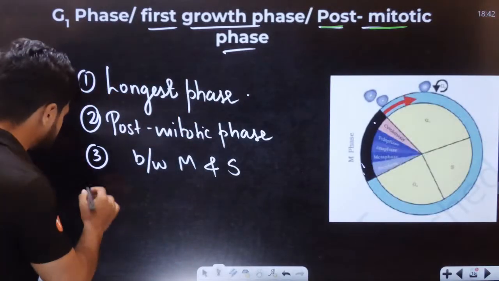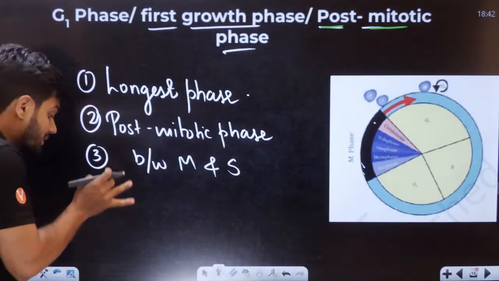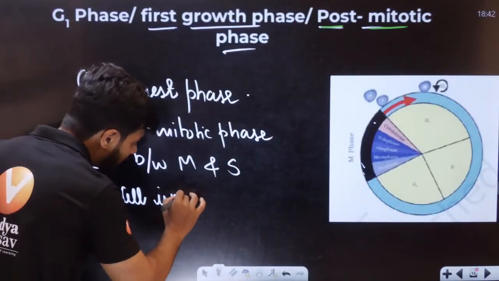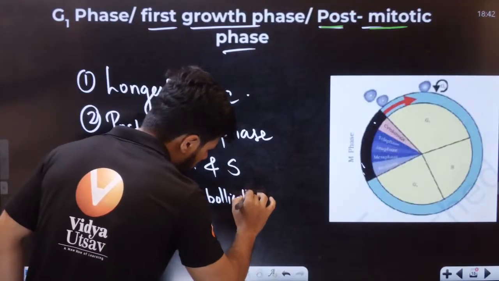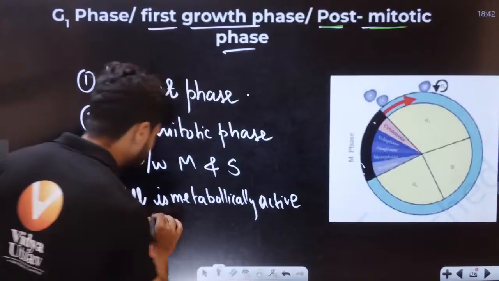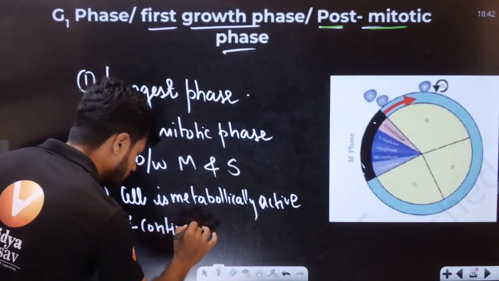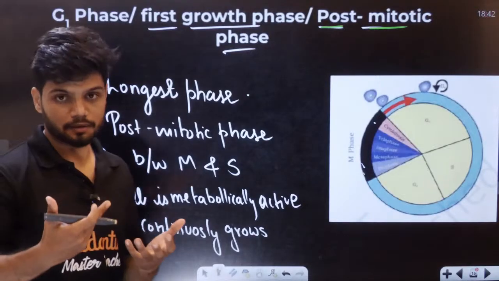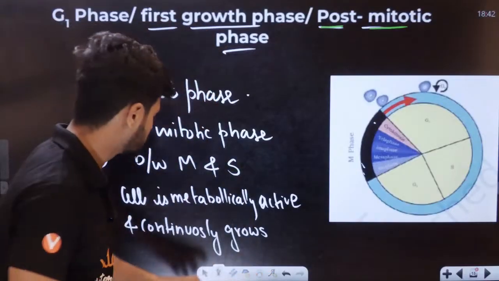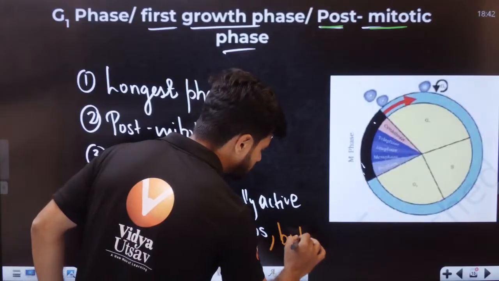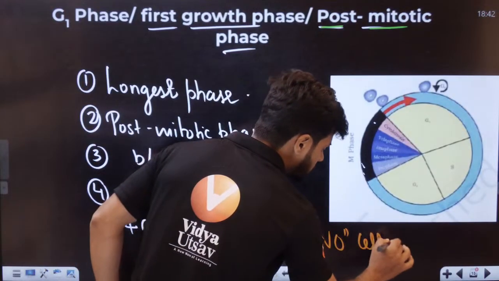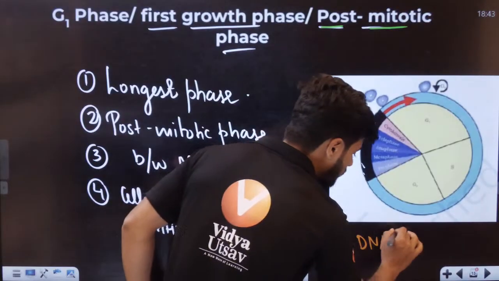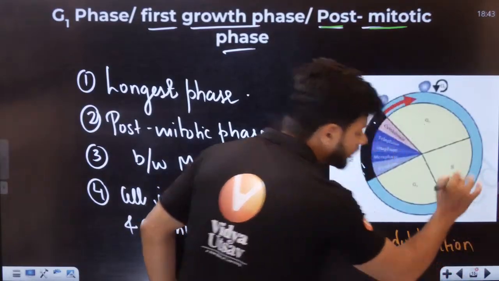Now I want all of you to understand, students. In this phase, what is happening? In this phase right now, the cell will continuously grow. The cell is metabolically active and continuously growing. But there is no cell division, and no DNA duplication. Not at all. There is no DNA duplication at all.